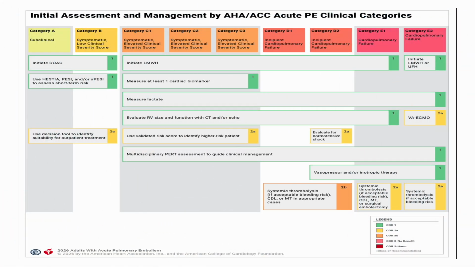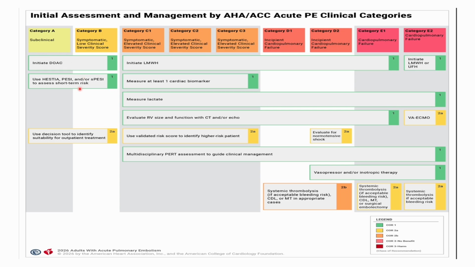Coming to another very important flow chart from the guideline paper. What do we do now and how do we manage a patient once we have these clinical categories? So you see, we start with category A subclinical, category B symptomatic but lower score. In these patients also, once you've seen a pulmonary embolism, you must initiate DOACs. So you must initiate anticoagulation here.